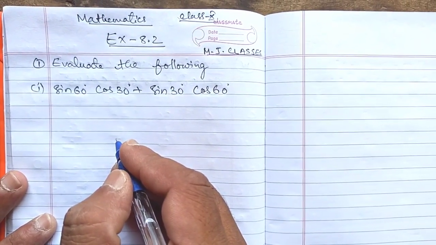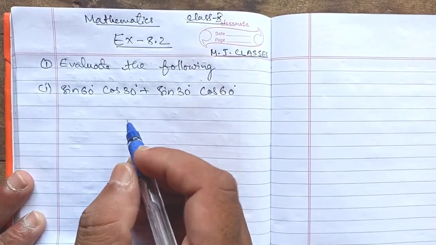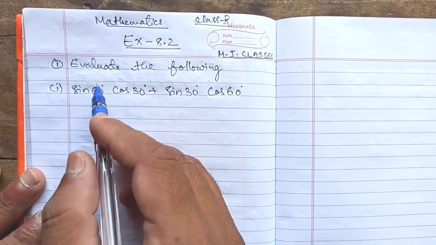In my previous video I have explained how to complete the trigonometric table in an easier way. Now we will start exercise 8.2. In this exercise, the first question is given.